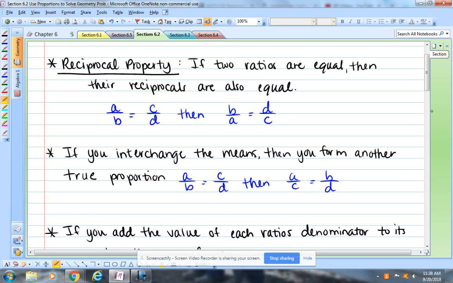So we know that a reciprocal is when we take a fraction and we invert the numerator and the denominator. So for example, if the proportion A over B equals C over D, then their reciprocals are also equal: B over A equals D over C.